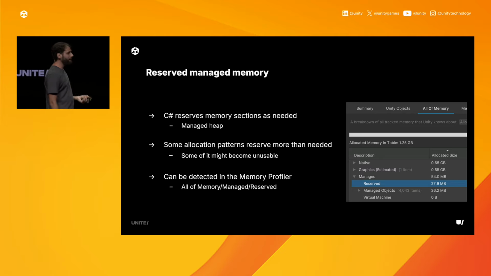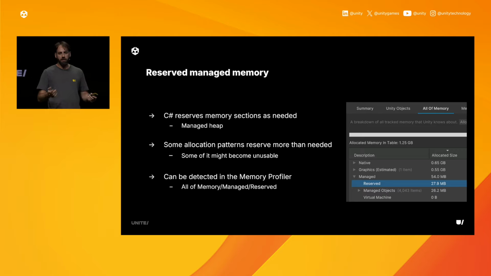Then another classic we see is the reserved managed memory. Essentially, it is memory that is allocated in C# that you have allocated, but you are not using. This will never be untracked memory, because untracked memory only happens for native allocations. So to understand this one, I would like to discuss a little bit how our implementation of the Boehm GC allocator algorithm works.